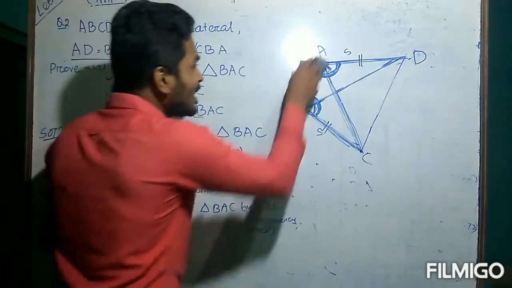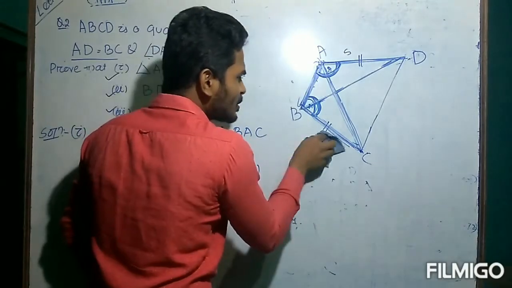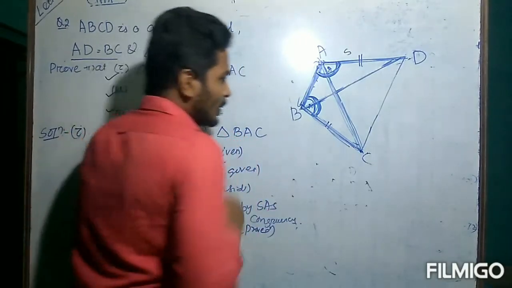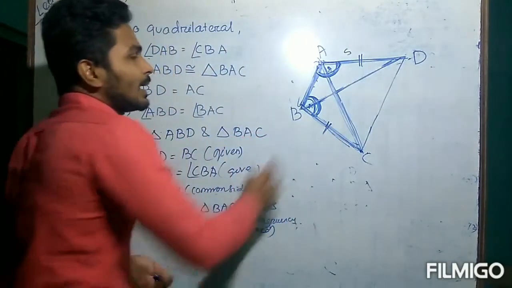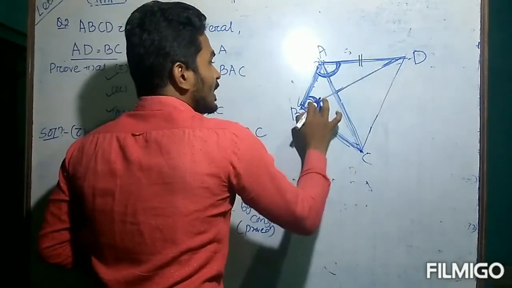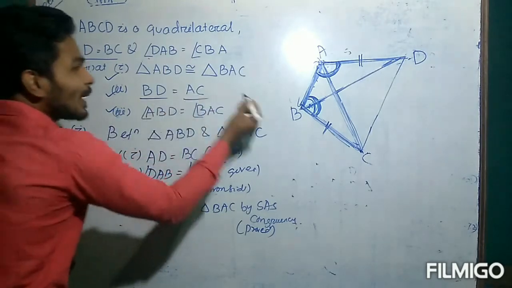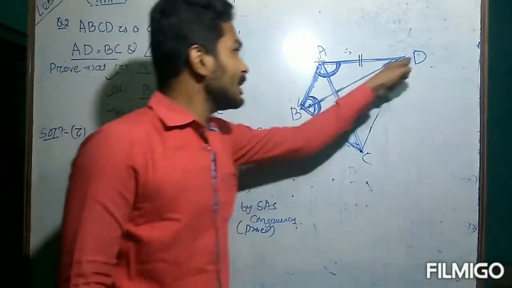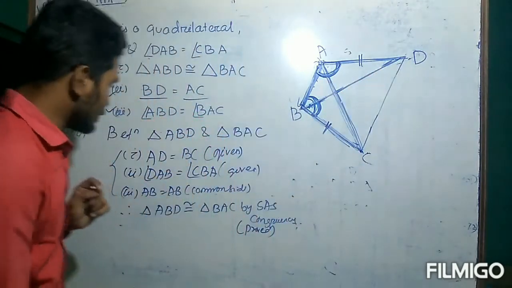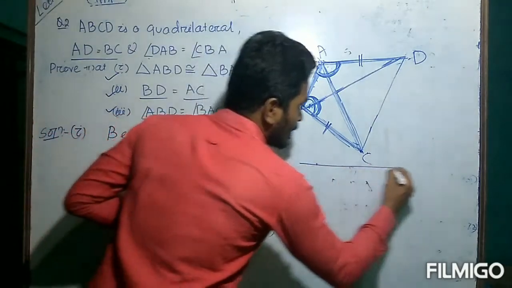Okay, this is the proof for the first statement. It is also a very easy question, right? Next, coming to the second statement, we have to prove that BD is equal to AC. This BD is equal to AC. Okay, let us prove here.